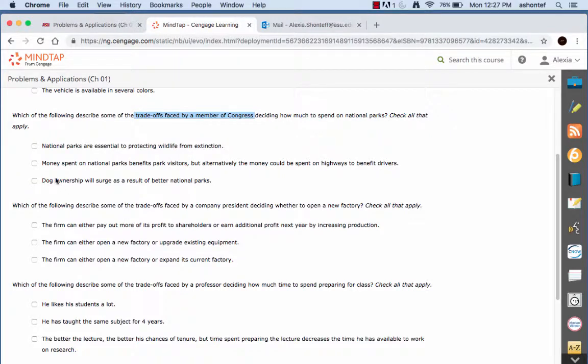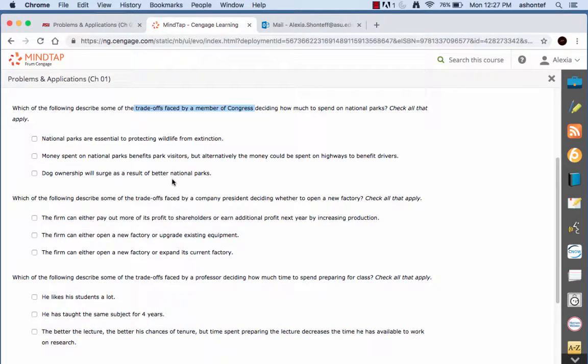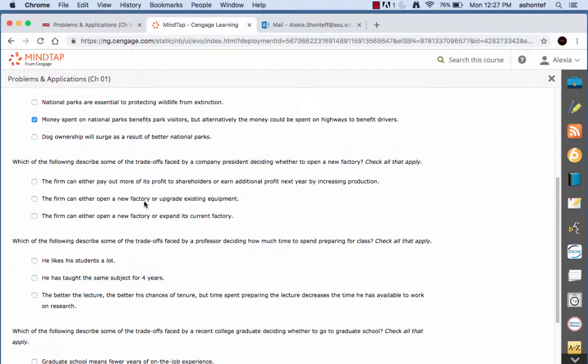And then this one says, dog ownership will surge as a result of better national parks. Well, again, that could be true, but what does it have to do directly with this member of Congress having to make this decision and the trade-offs that they'll have to look at? So I'm just going to click this. So on the next ones that you have to answer, I'm not going to do them for you, but this is the way in which you want to try and tackle these problems.